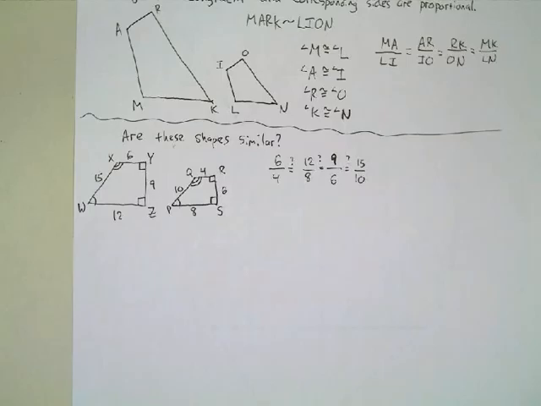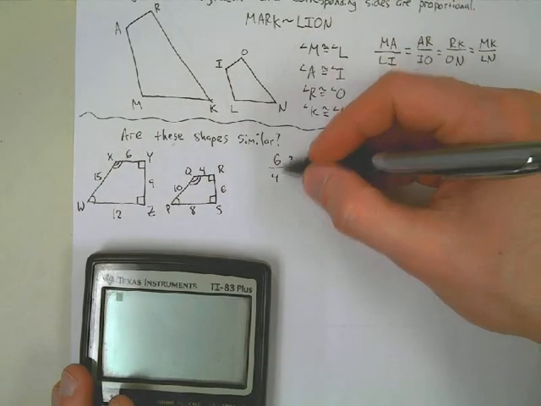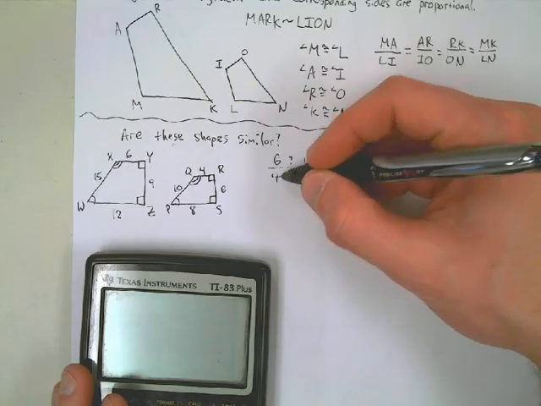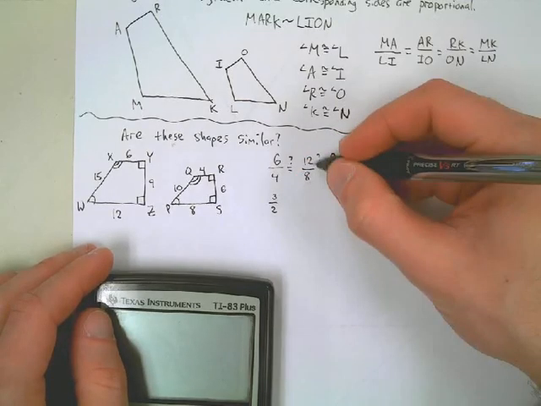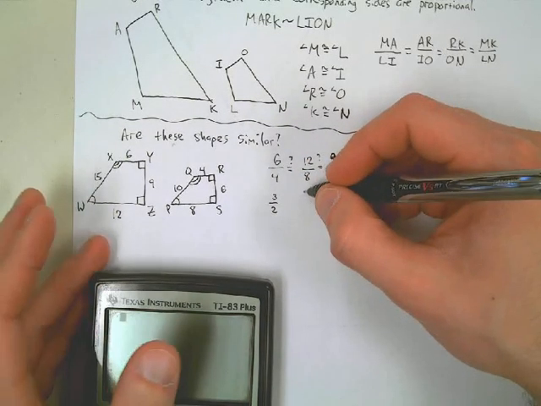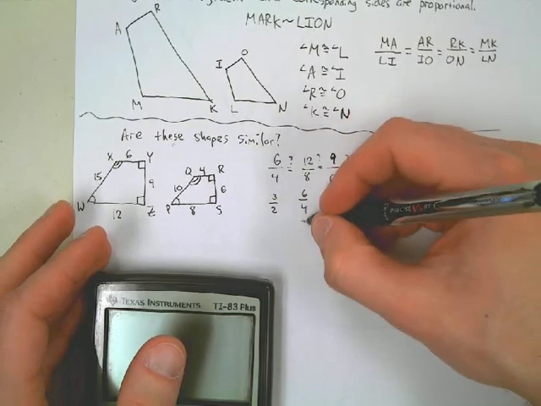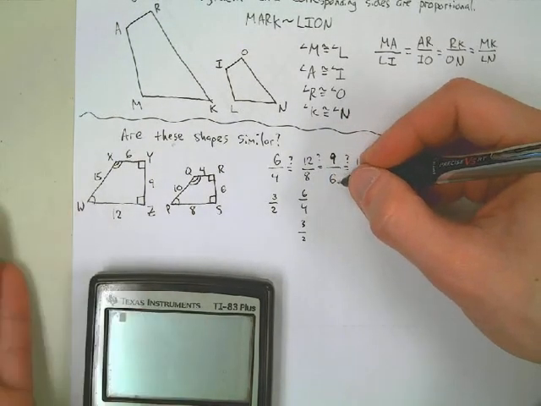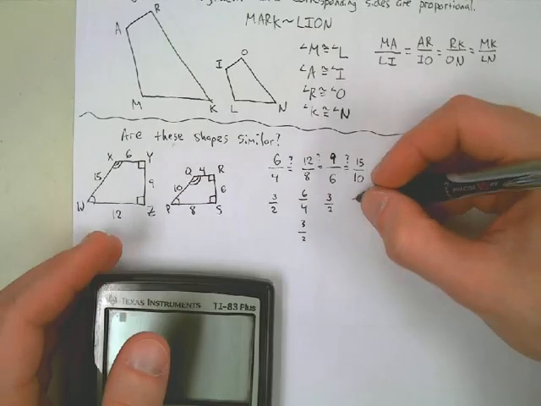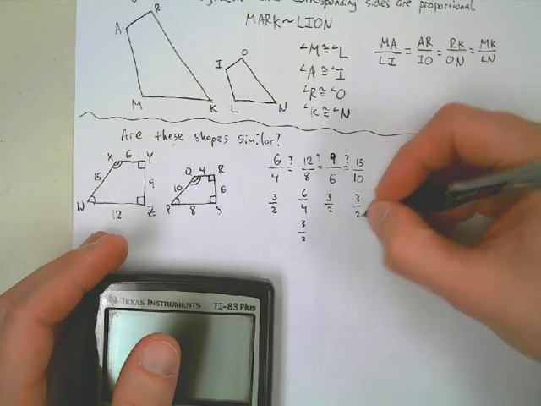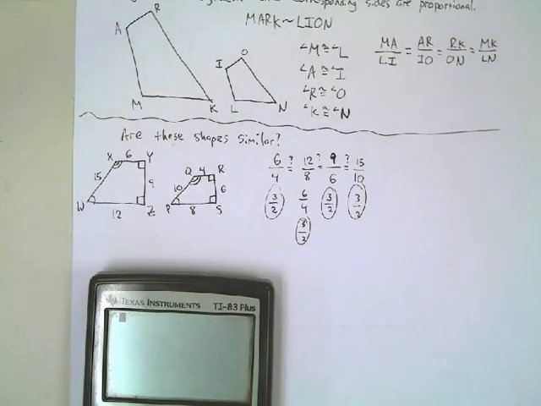If we simplify this, the 6 and the 4 are both divisible by what? 2, and so we get 3 halves. 12 and 8 are both divisible by 2, and that gives us 6 fourths, but then that 6 fourths becomes 3 halves. 9 and 6, they can both divide by what? 3, so we get 3 halves. And 15 and 10 are both divisible by what? 5, so that's 3 halves. And so all of our ratios end up being 3 halves. So are these two shapes similar? Yes.